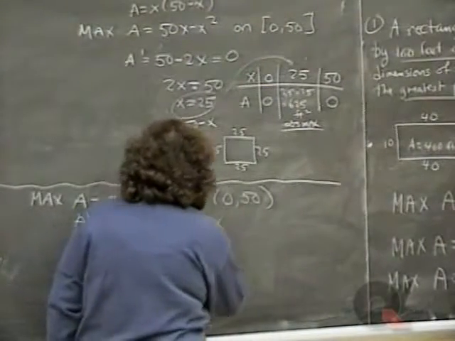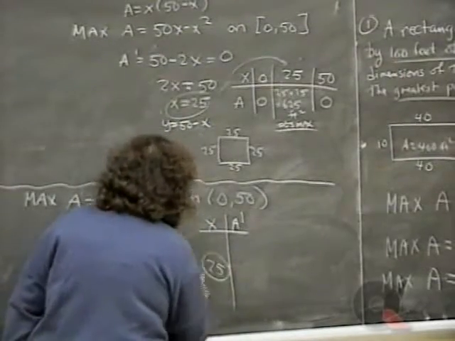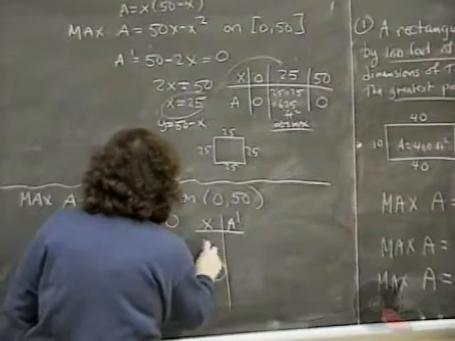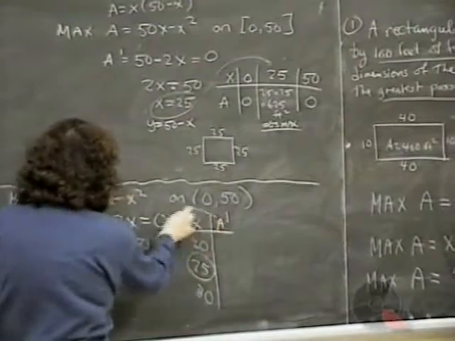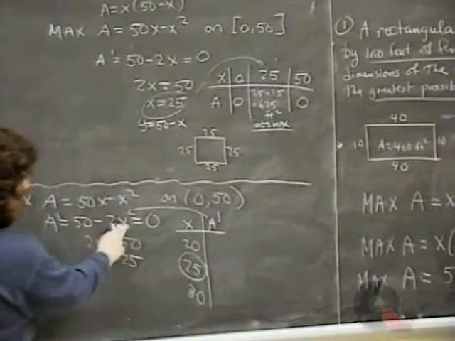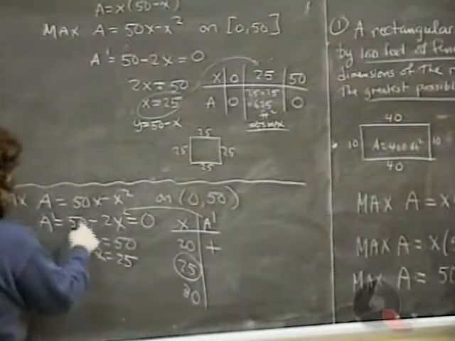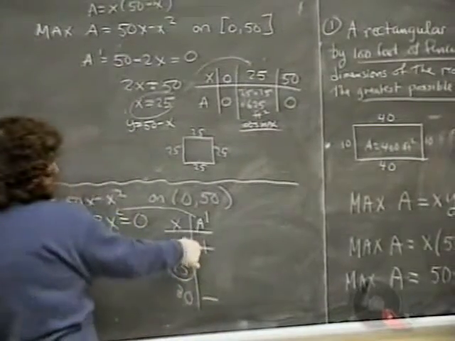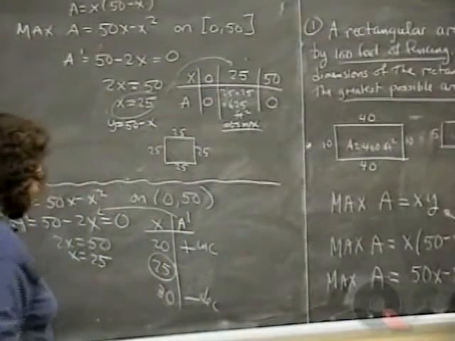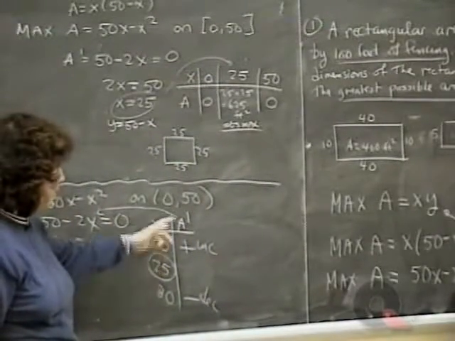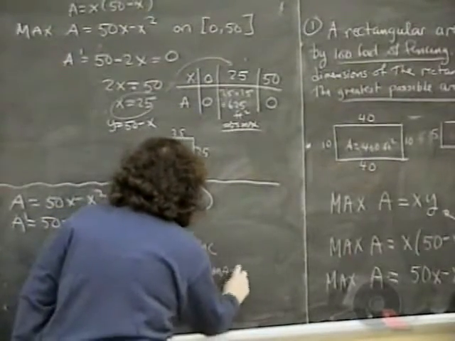In this case, I would make a chart, x against a prime. Put the 25 in, take a value less than 25, let's say 20, a value more than 25, let's say 30. Figure out what a prime is in this case. 50 minus 2 times 20, 50 minus 40 would be positive. Plugging in the 30, 50 minus 60 would be negative. If the derivative was positive, the function would be increasing. If the derivative is negative, the function was decreasing. Since the function was increasing before the critical number, decreasing after, there must be a local max at 25.